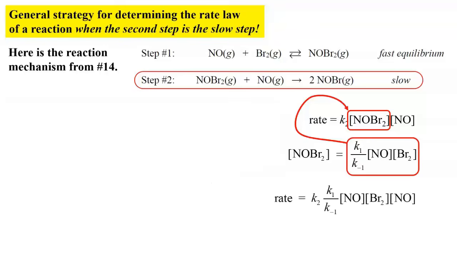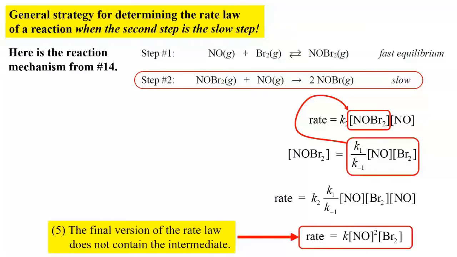And once you do that, it's going to look perhaps a little bit messy, a little bit complicated, but once you clean things up, then you will acknowledge that that rate law is going to be consistent with the experimentally determined rate law for the overall reaction. And the most important feature is that now it no longer contains the intermediate.